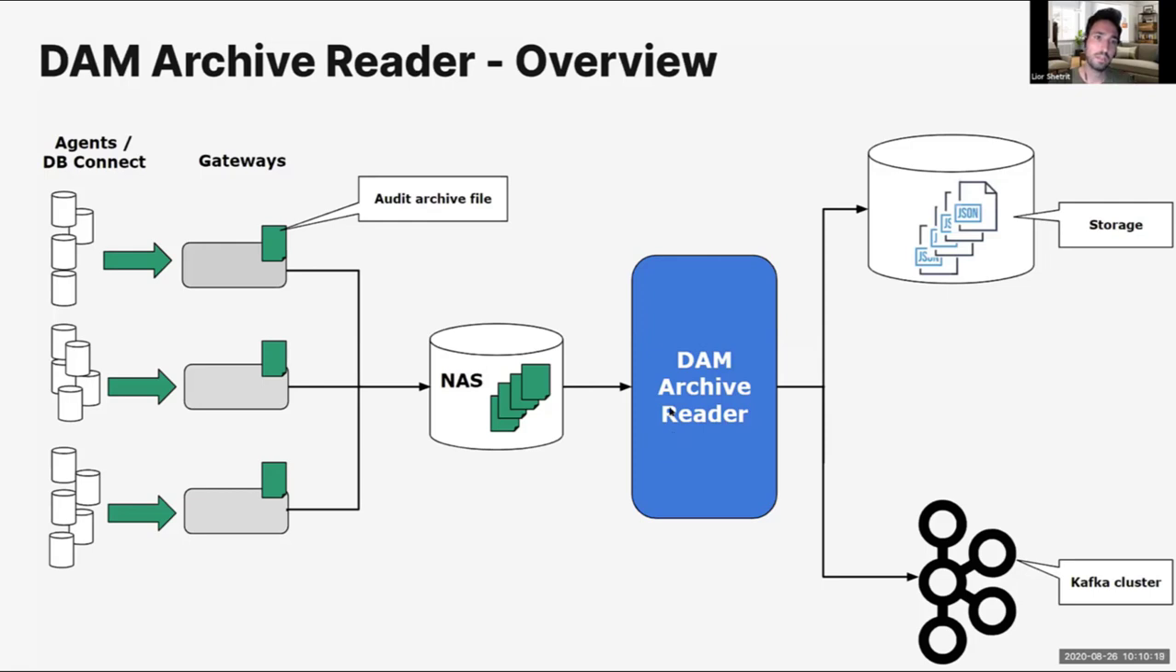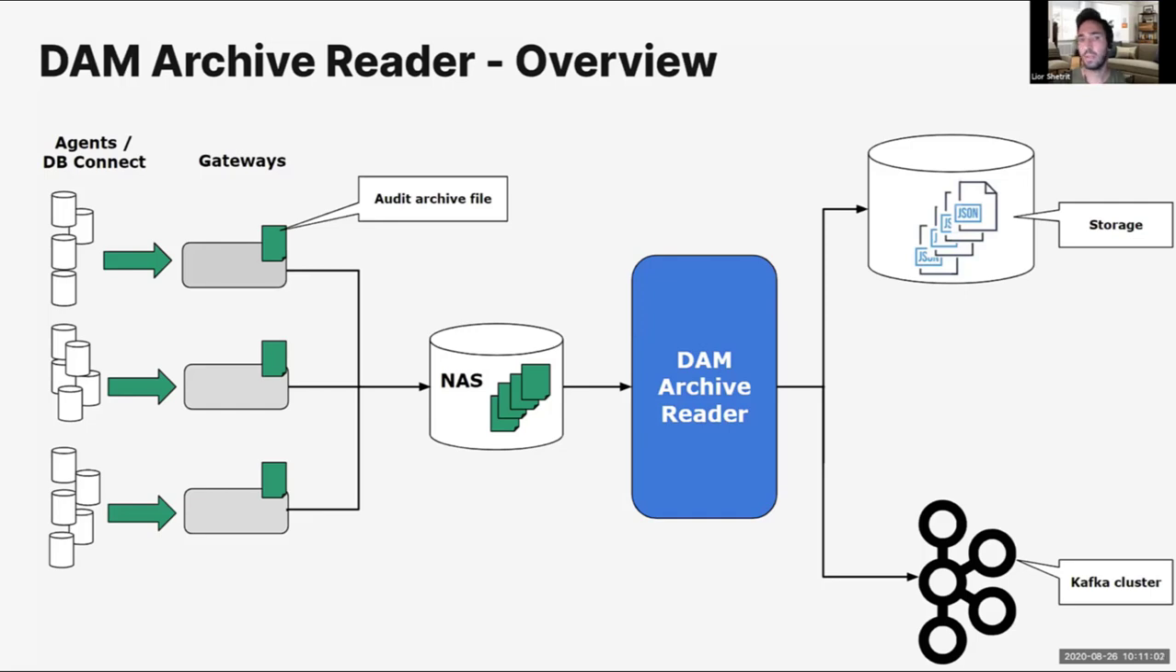So as you know, today the data is being collected from the databases, either using agents or in the future using DB Connects. From there, it's being sent to the gateways, and the gateway basically prepares files in mprv audit archive format. This is a proprietary file format of Imperva, compressed and normalized. And from there, those mprv files can be sent to NAS storage using policies.